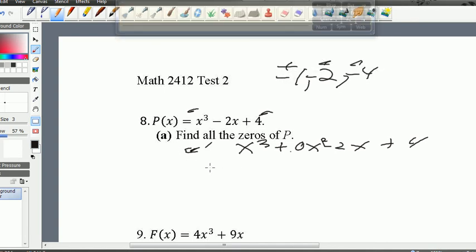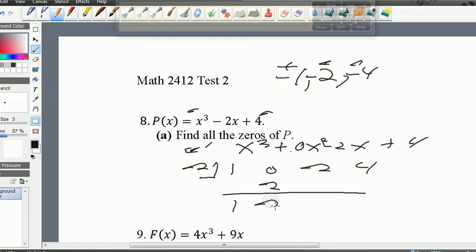I'm going to try minus 2 first. 1, 0, minus 2, 4. See what we get. Minus 2, minus 2, that becomes 4. 4 times that is 2. Minus 2 times 2 is minus 4. That becomes 0. So that worked. So now that tells me that x equals minus 2 is a 0.